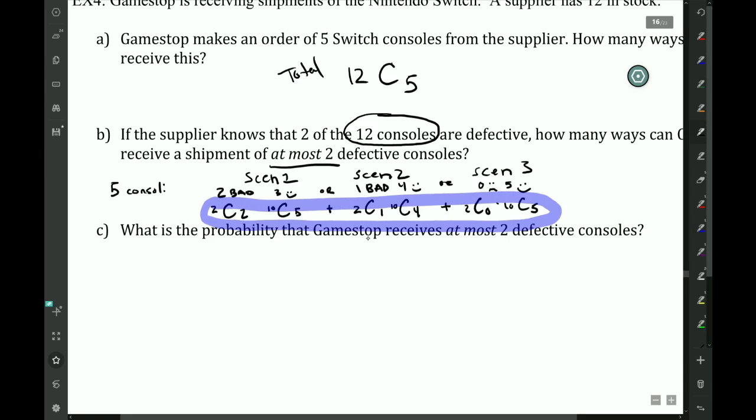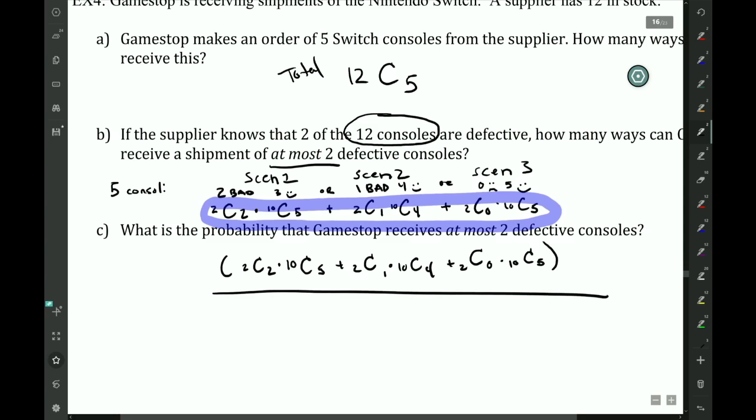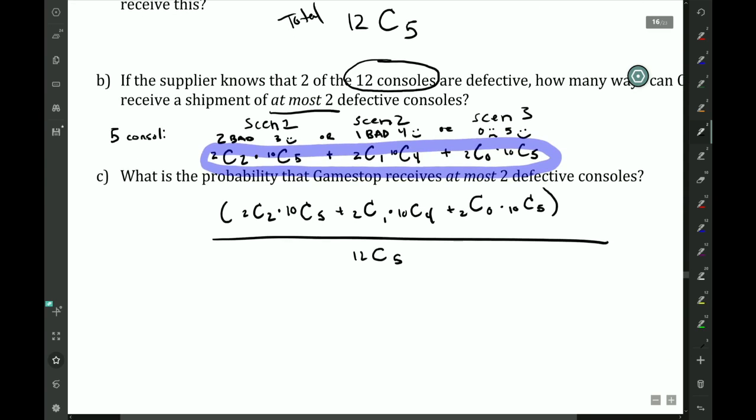Make sure you put it in parentheses again. Within each case, you multiply. And you can further simplify this, and that's what I will ask you to do. All over the total, 12C5. And I do want you to type that into your calculator.